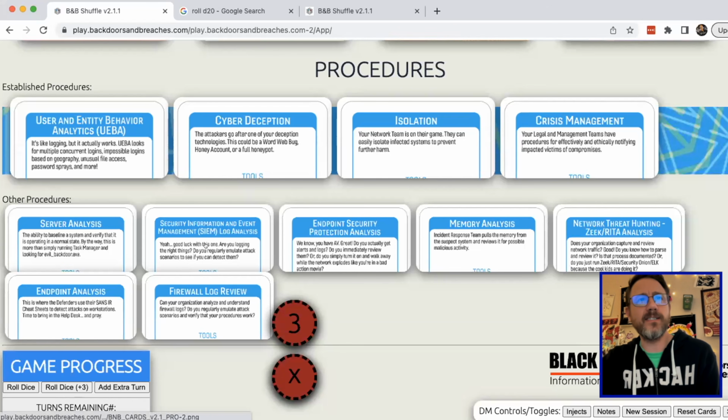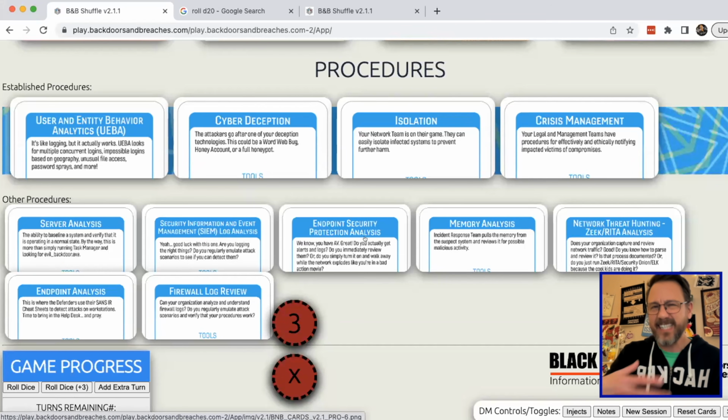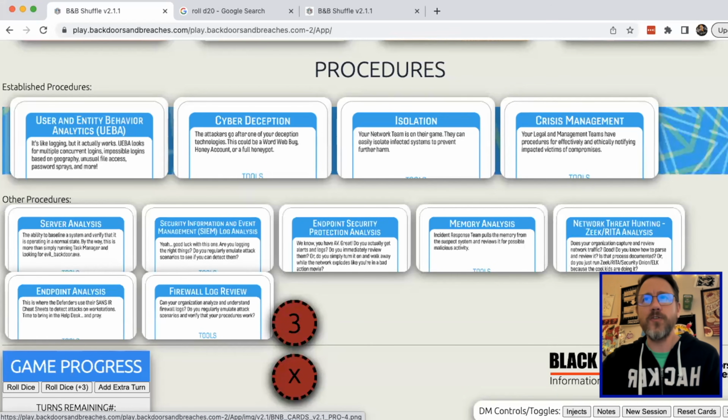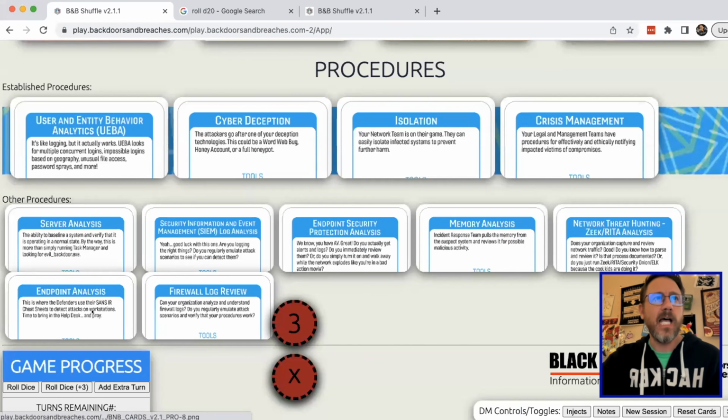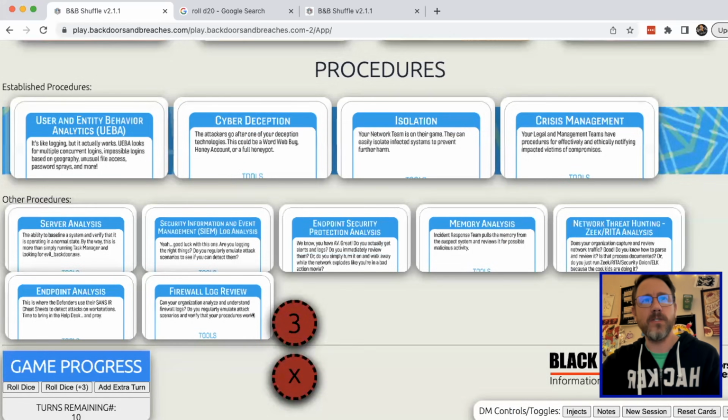And then we got server analysis, SIM log analysis, endpoint protection analysis, like your EDR, your memory analysis, your threat hunting here. If you got Zeek or Rita, and now the EC Hunter Community Edition, we have endpoint analysis and firewall log review. All right.